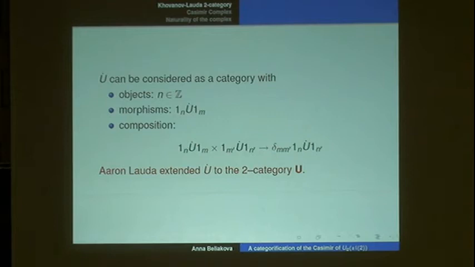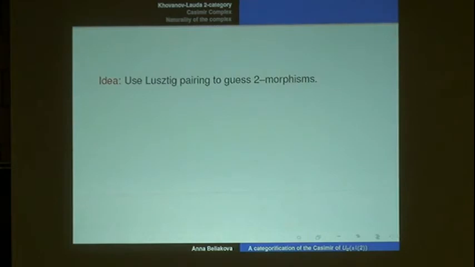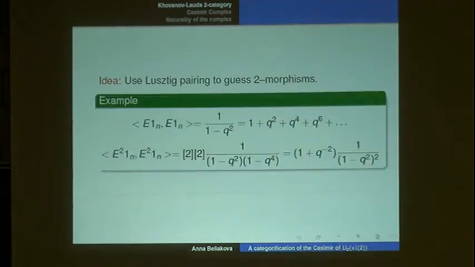And this pairing, so it's exactly the Lusztig pairing, will give you, so to say, the space of two morphisms in the structure before, in the upper structure, so over this set of one morphism. This is what was done by Aaron. So, for instance, in the case of E and E, this pairing which I was talking about.